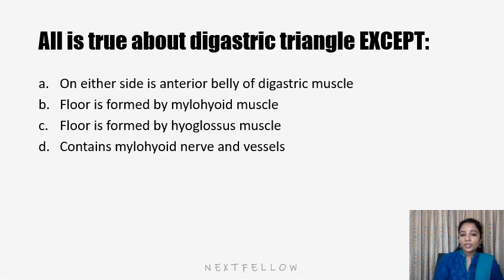It is present on either side of the anterior belly of digastric. Floor is formed by mylohyoid. Floor is formed by hyoglossus muscle and contains mylohyoid nerves and vessels. So the answer is that it is on either side of anterior belly of digastric. It is actually between the anterior and posterior belly of digastric.